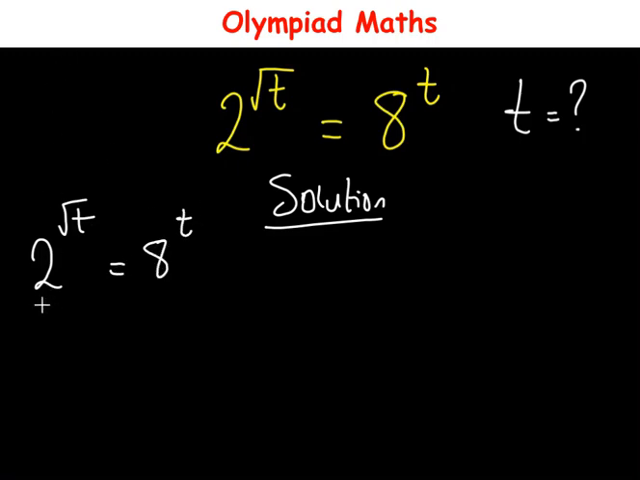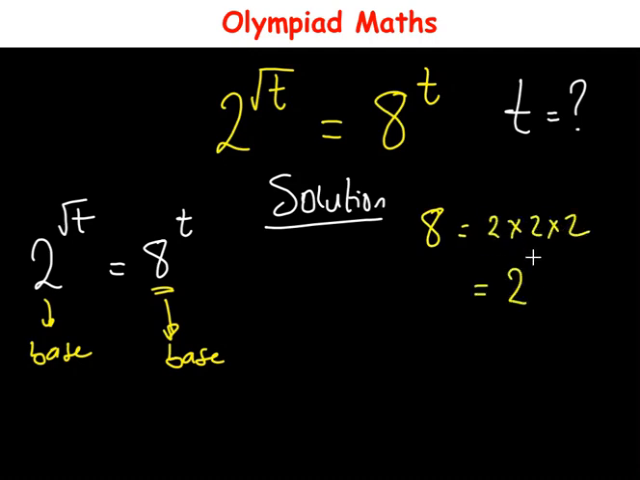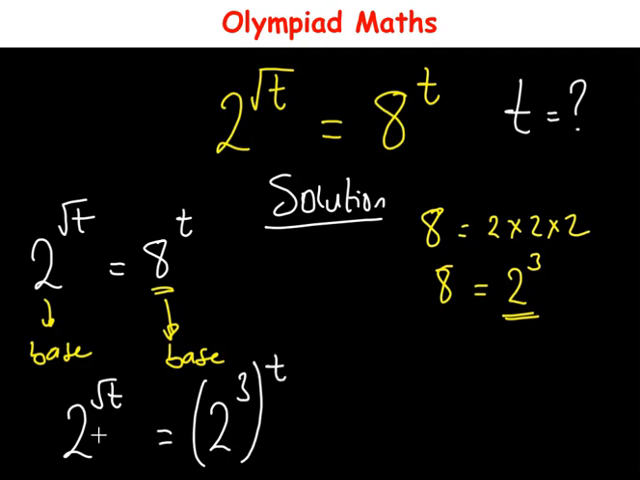Now looking at this right here, 2 is the base, and 8 here is also a base. Now we are going to apply a trick and express 8 in the form of 2. Don't forget that 8 is equal to 2 times 2 times 2, which is equal to 2 raised to power 3, right? So that means that in the place of 8, we'll bring in 2 raised to power 3. So with this, we have 2 raised to power root t is equal to, instead of 8, we now have 2 raised to power 3, then all raised to power t. Now we have the same base, which was the initial plan we wanted to achieve.